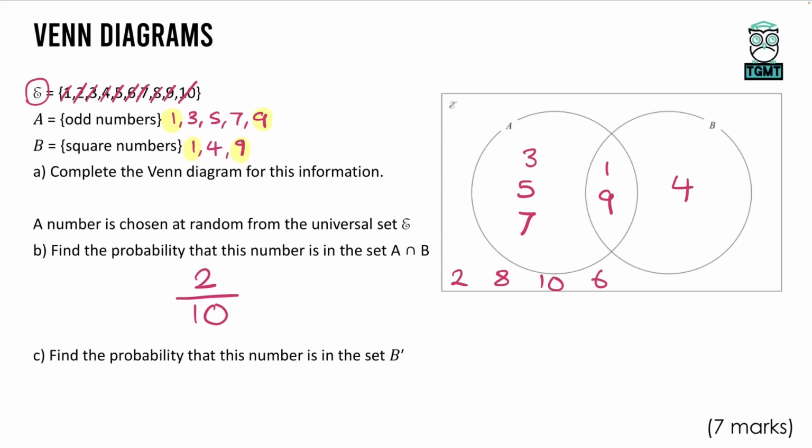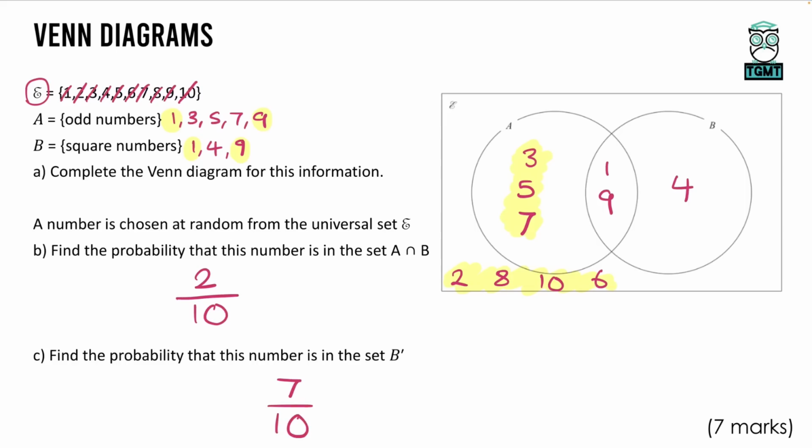Okay, so part C now, it says find the probability this number is in set B dash. Now the little dash there means not in B. So not in B means it can't be, let's use a different colour here, it can't be 4 because that's in B, and it can't be 1 and 9. Even though they are in A, they are also in B. So not in B means it can't be either of those positions. So in terms of the numbers it can be these 3 here, and it can be these 4 here. So 3 plus 4, that gives us 7, and again that's out of 10.